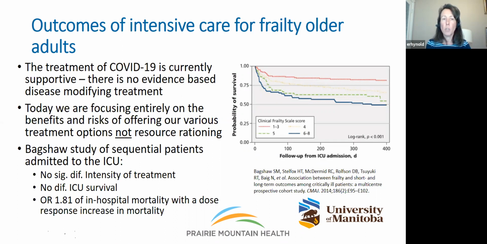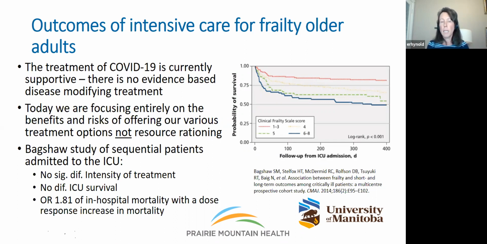So last week during the Frailty Talk, I also highlighted this Bagshaw et al. study. I'll go into a little bit more detail because this was a study that looked at the outcomes and the mortality outcomes over time for sequential patients admitted to ICU. So this got around the fact that some people were not offered ICU who were frail. This was everybody who was admitted to the ICU. And they did look and found no significant difference in their frail and non-frail population in the intensity of the treatment. Interestingly, they also didn't find any difference in the survival to getting out of the ICU, regardless of whether you were frail.